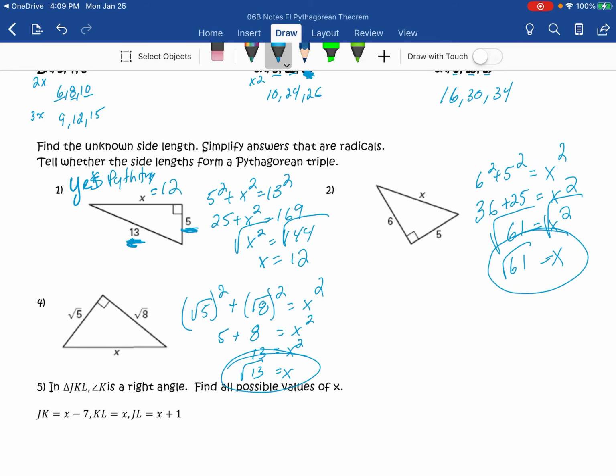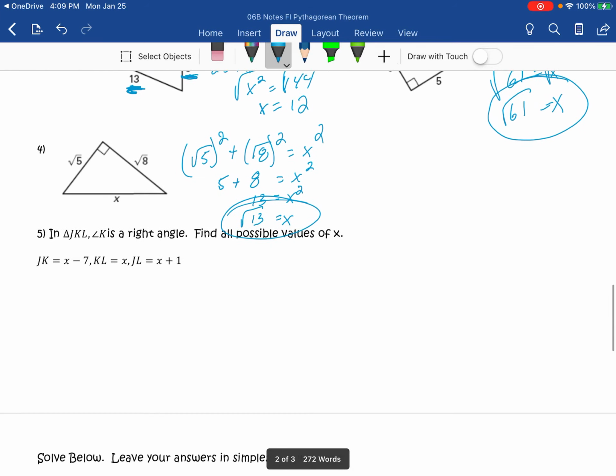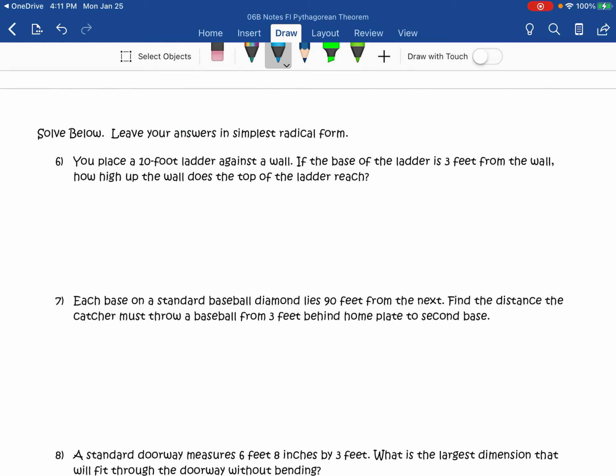So, next one. It says, how high up the wall does the top of the ladder reach? Okay, so we have a wall. Here is our wall. The base of the ladder is 3 feet from the wall, so this is going to be 3 feet. Here is our ladder. Doesn't look like a sturdy ladder. It says the ladder is 10 feet. The wall is definitely not the Leaning Tower of Pisa. And so we want to know how tall the wall is. And so there's our right triangle.